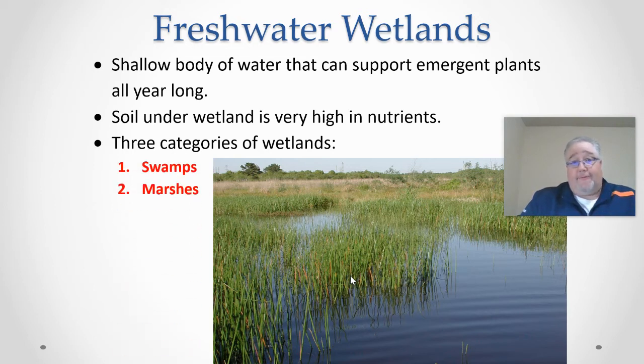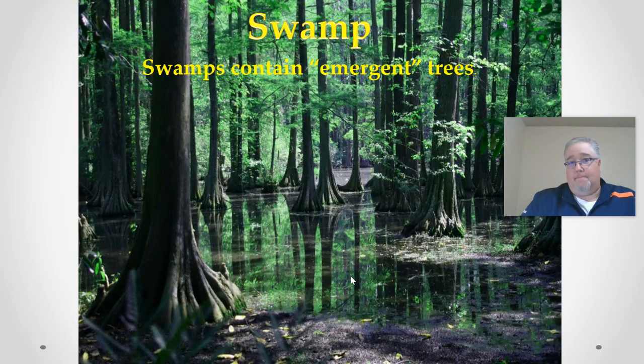Now, there's three different categories of wetlands: swamps, marshes, and bogs. So I'm going to just explain the difference between the three.